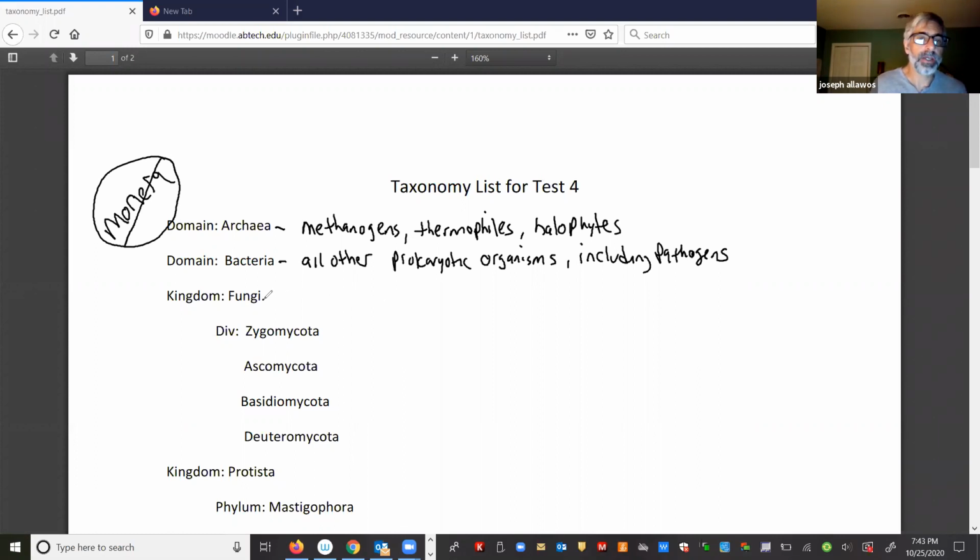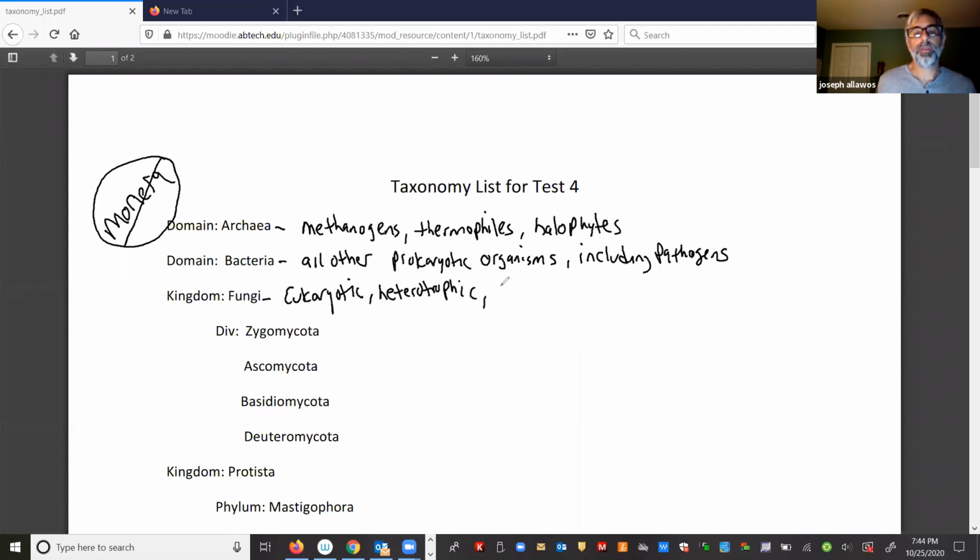What about the fungi? Can we string some words together to describe this kingdom? Absolutely. Are they prokaryotic or eukaryotic? They are eukaryotic. Are they heterotrophic or autotrophic? Can fungi photosynthesize? They cannot. They're exclusively heterotrophic.